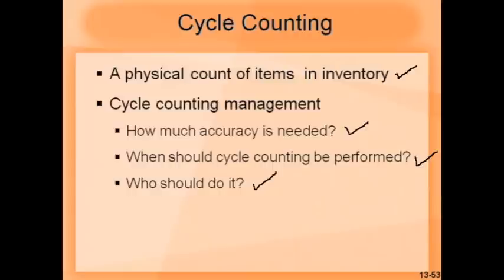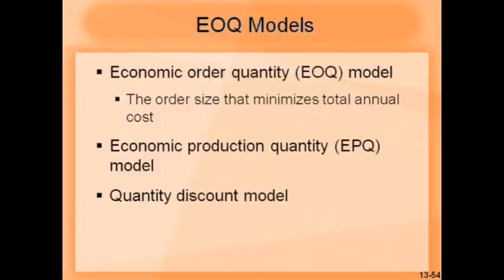There are different inventory models which companies use, and a popular one is the EOQ model, economic order quantity. Within that, there is a basic EOQ model, then there is an EPQ, economic production quantity, and the third one is the quantity discount model. The main purpose of using these models is you basically want to minimize the total cost.